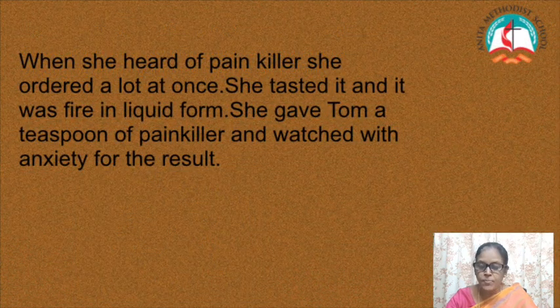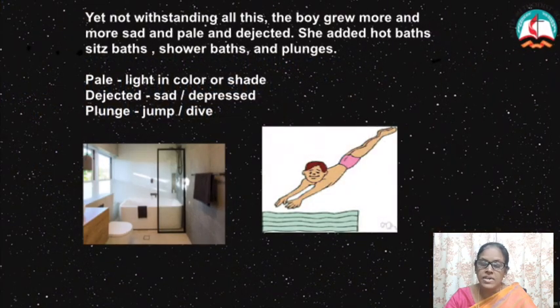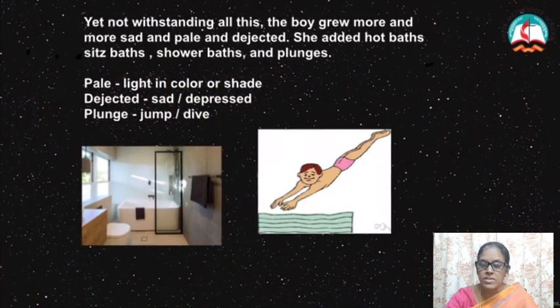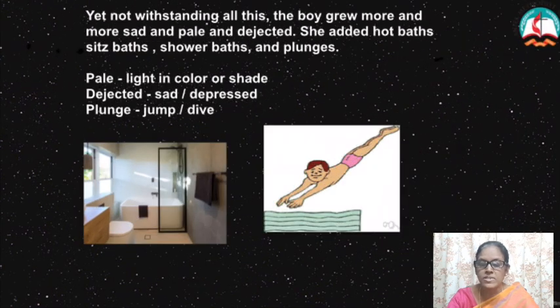When she heard of painkiller, she ordered a lot at once. She tasted it and it was simply fire in a liquid form. She gave Tom a teaspoonful of painkiller and watched with anxiety for the result. The boy could not withstand all this. The boy grew more and more sad and pale and dejected.